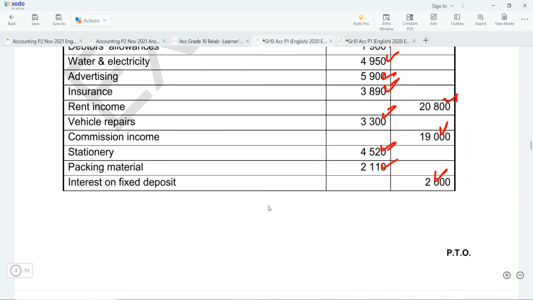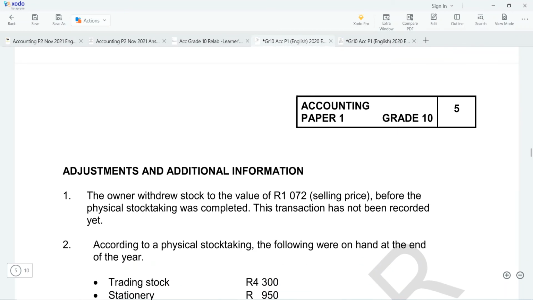All you need to do is to now know how to record the adjustments. So now here they're saying the owner withdraws stock to the value of 1,072, and they're saying that this is the selling price, and this was before the physical stock count was completed, and this transaction has not been recorded. So now remember here what is happening. The owner took stock for personal use, and every time in accounting when something happens, we need to be able to ask ourselves which accounts are affected, right?